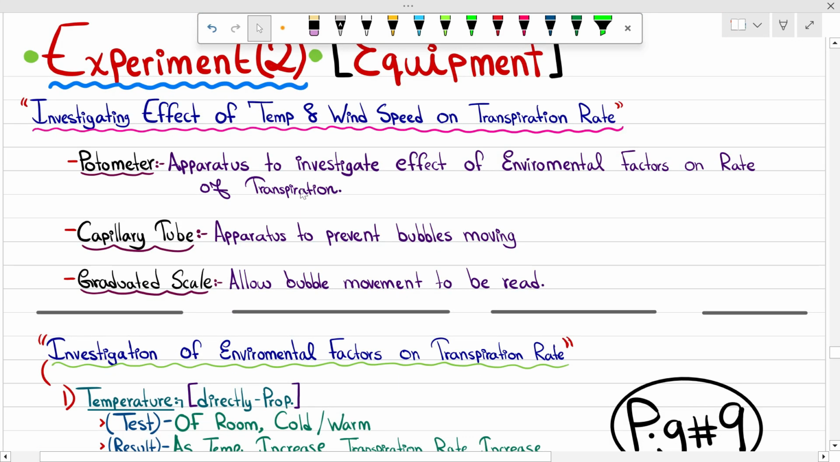The only equipment required for you to memorize in this experiment is the potometer, capillary tube, and graduated scale. Potometer is an apparatus to investigate the effect of environmental factors on the rate of transpiration. Capillary tube is an apparatus to prevent bubbling moving. And graduated scale is to allow bubble movement to be read.